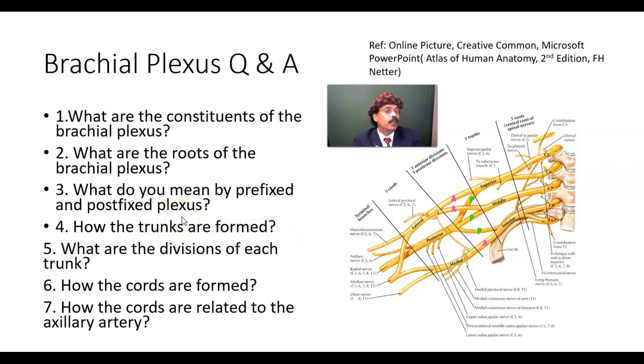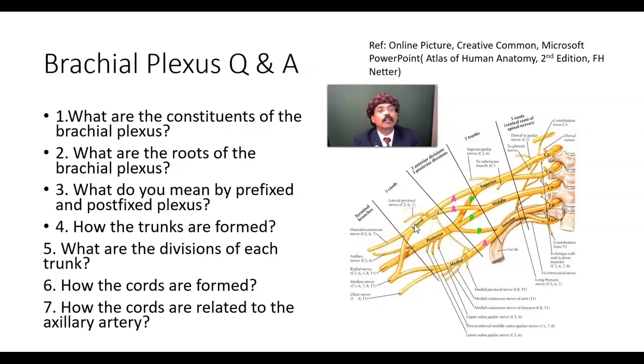Okay, these are variations. How the trunks are formed, we discussed that part. What are the divisions of each trunk? How are the cords formed? How are the cords related to the axillary artery? That is very important. This lateral cord, posterior cord, medial cord. Why do we call them lateral, posterior, medial?